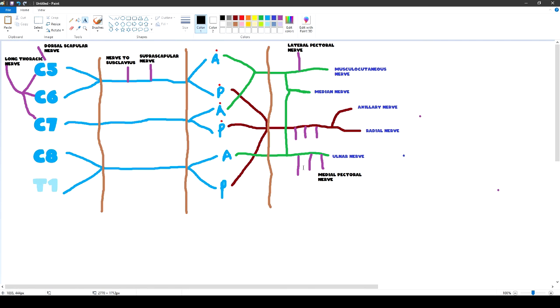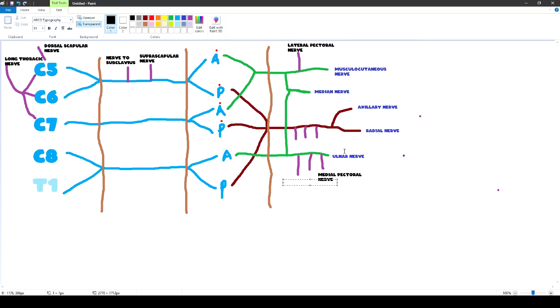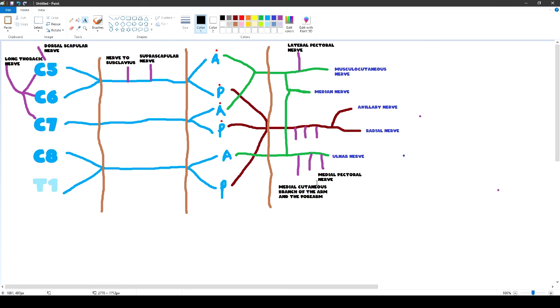It also gives two cutaneous branches, the medial cutaneous nerve of the arm and of the forearm. They supply sensory function to the medial surfaces of the arm and the forearm. There are good drawings out there on the internet. If you want to know exactly what region these nerves supply, you can just look them up.